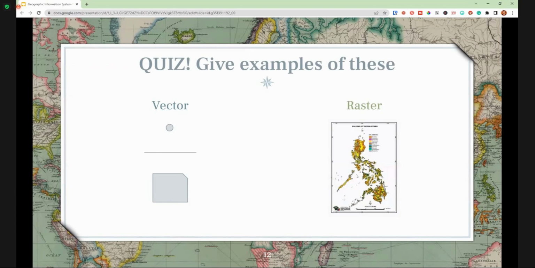And the third one is a polygon. Any example that can be represented by a polygon? Okay: boundaries, land areas, rice fields, watersheds, lake. Yes, correct. All right, great. So all of you are correct. These are some of the areas that can be represented by vector data. On the other hand, can you give an example of raster data?